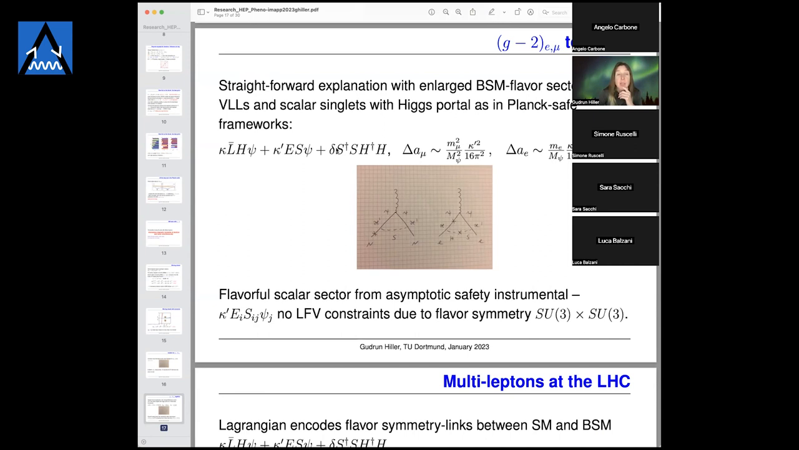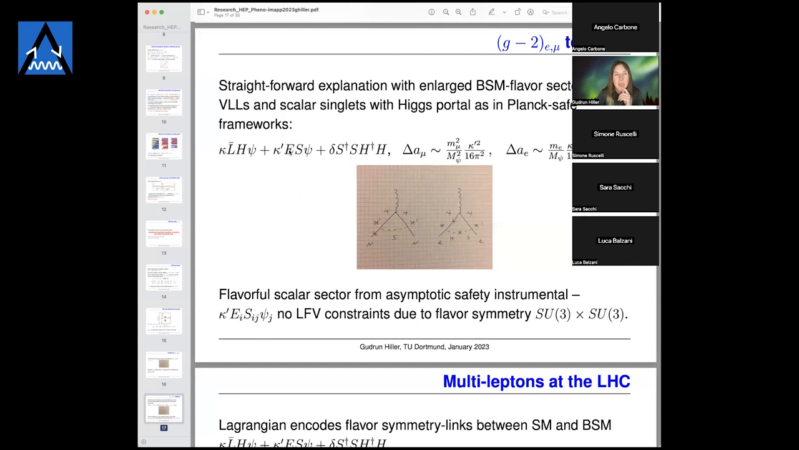And when you have this, you can explain the muon anomalous magnetic moment from this loop, which is proportional to kappa prime squared. Before, it didn't work because there's an upper limit on kappa, because kappa changes the coupling of the Z. But kappa prime is not the coupling with the Higgs, so it has no effect on the Z coupling. So it can be much larger. So you can explain the muon anomalous magnetic moment with this coupling.